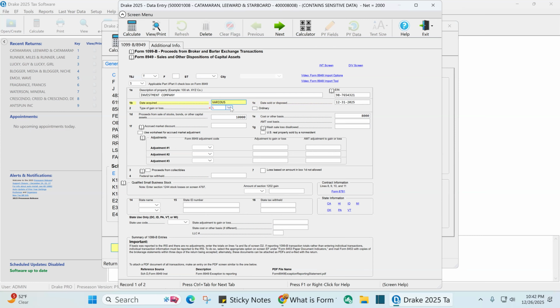And then you have to manually put in either short term or long term. What is long term? Over 1 year.